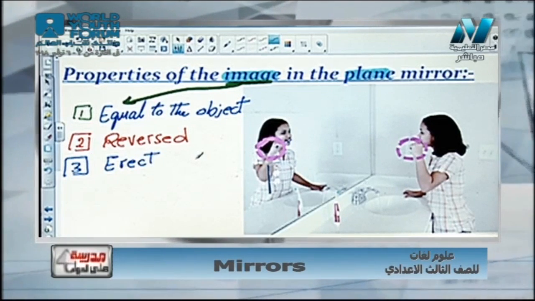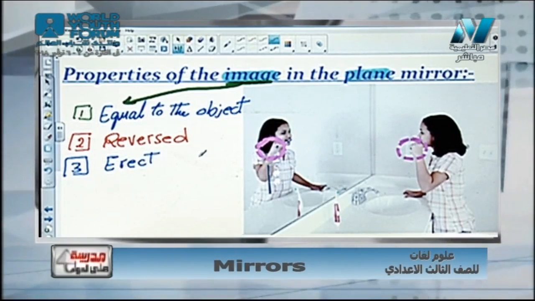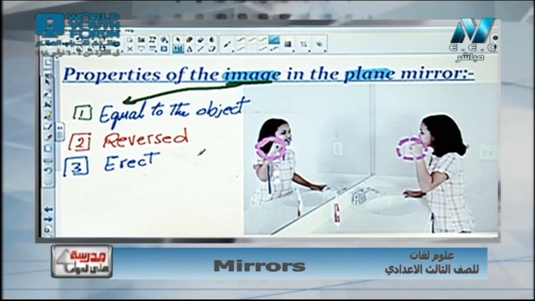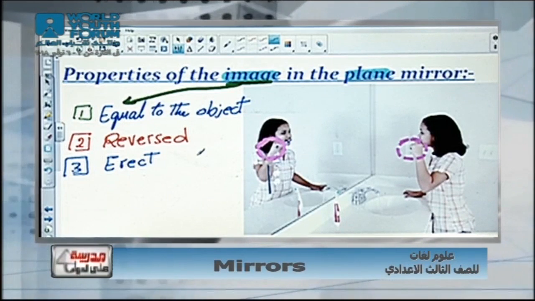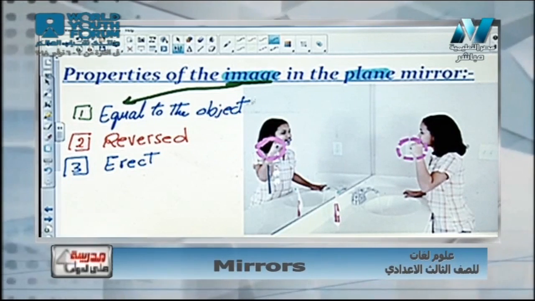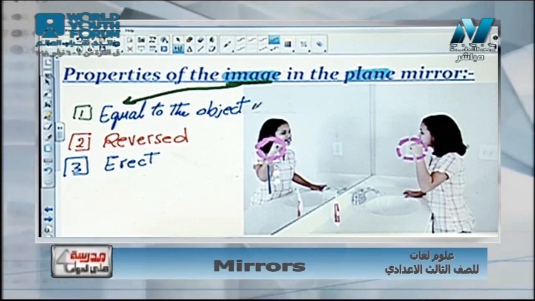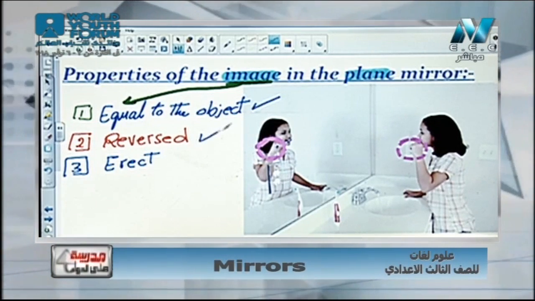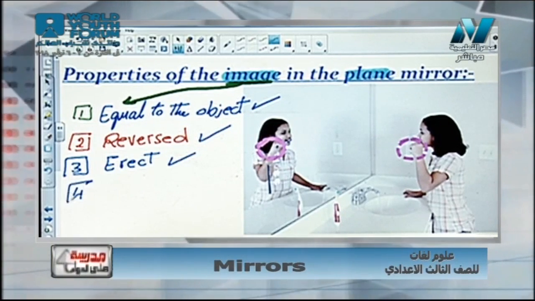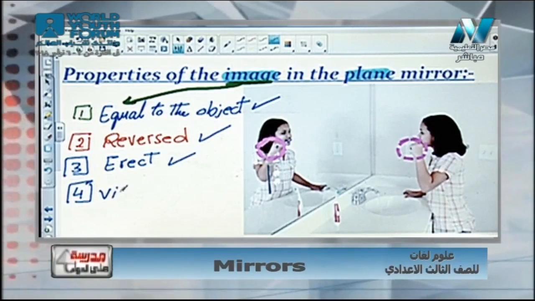Number three, the image is erect, which means upright, as your position. As you stand up, your image is standing up. You sit down, your image is like you. So number one, the image is equal to the object in size; number two, the image is reversed; number three, the image is erect; and number four, the image here is virtual.